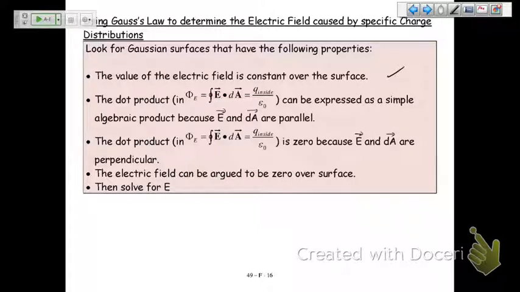If they're at 90 degrees, then there's no flux through that surface. If your area vector's in that direction and your electric field's in that direction, it's like looking at the end of a card: area vector, electric field, no flux, 90 degrees. But we don't want 45 or 33 1/3 degrees or something. We want them to be either parallel or perpendicular. And we want the electric field to be zero over a surface, if we can argue that. If we can, that's great.